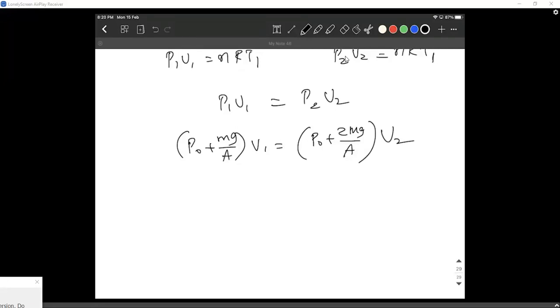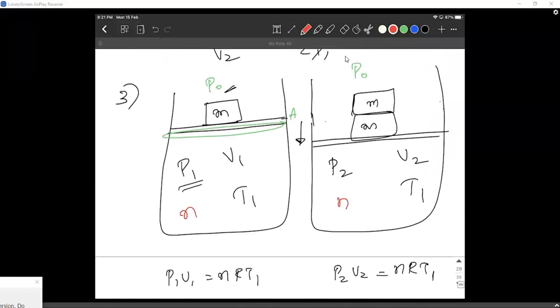So from this point, I can clearly find the final volume of the gas. All the other quantities were given initially. Only V2 was the variable, so I can easily find that value. As simple as that. Did you get it, guys? So this is how the questions are framed.